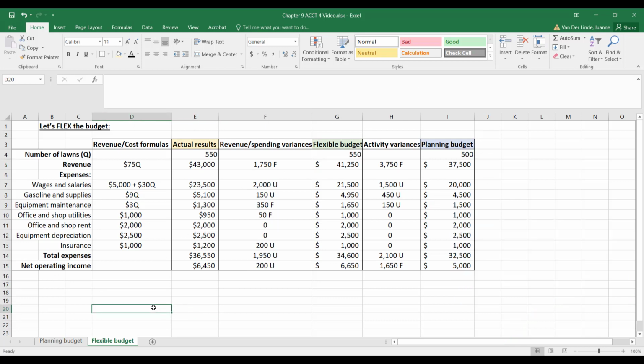Now in chapter 10, which we'll be looking at after this one, is where we'll be breaking down these spending variances into its components between price and quantity variances. So we're going to take this even a step further beyond the flexible budget in the next chapter.